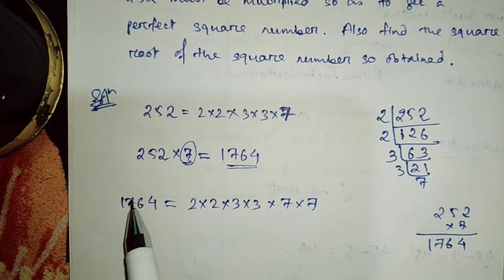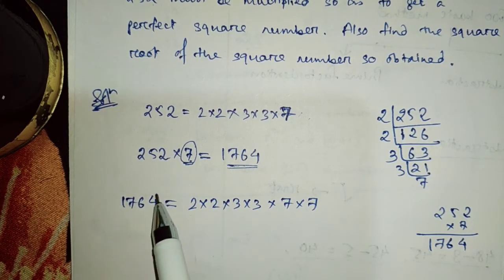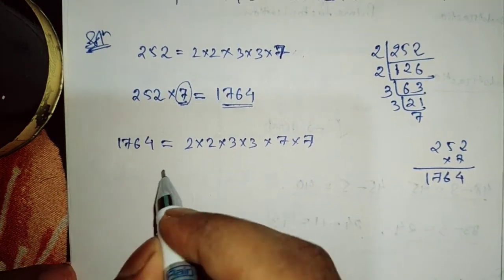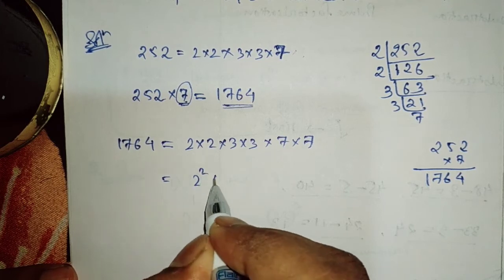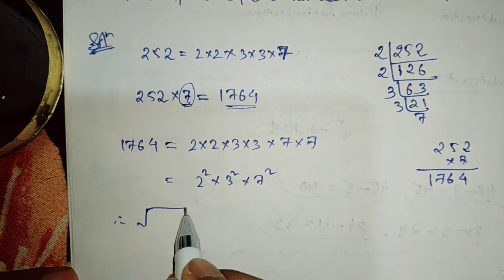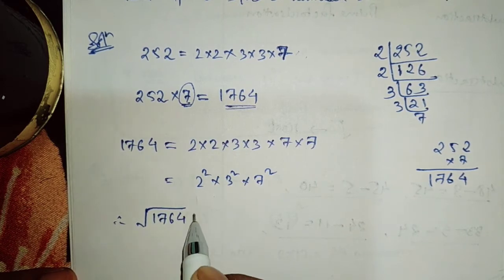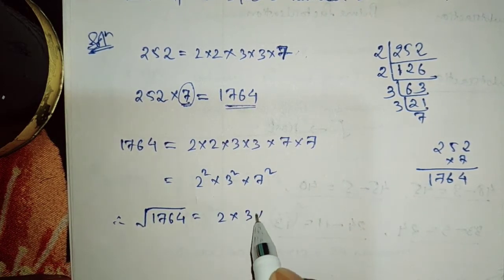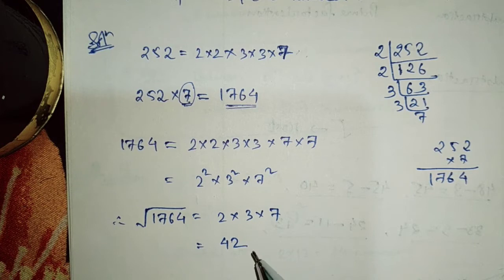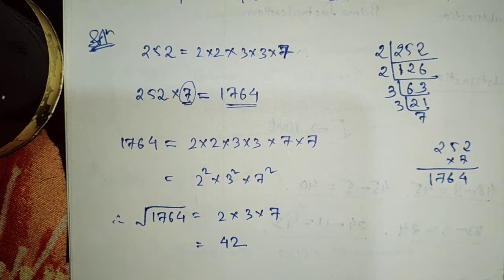The square number we have obtained is this 1764, and its square root will be what? 2 square into 3 square into 7 square. Therefore the square root of 1764 is 2 into 3 into 7. 2 3s are 6, 6 7s are 42. So the required square root is 42.